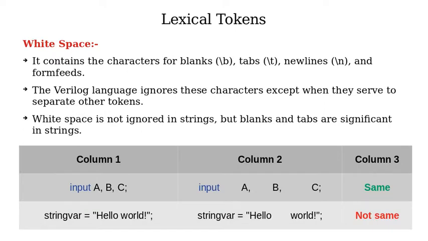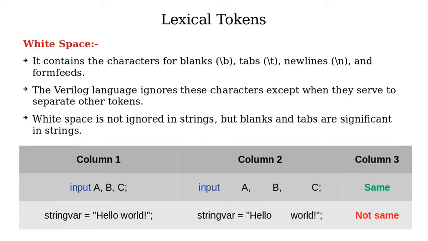First we will discuss the white space token. White space can contain the characters for blanks, tabs, new lines and form feeds. Verilog HDL ignores white spaces except the white spaces used to separate other tokens. White spaces are not ignored in string variables. Also, blanks and tabs are significant in strings. Let's consider a few examples to understand the white space tokens.